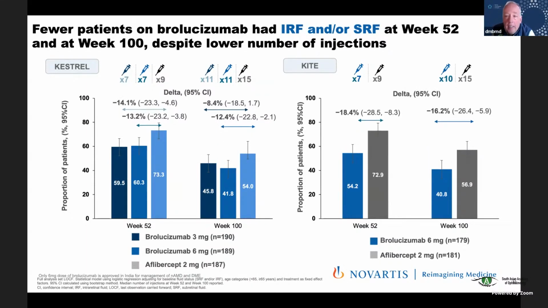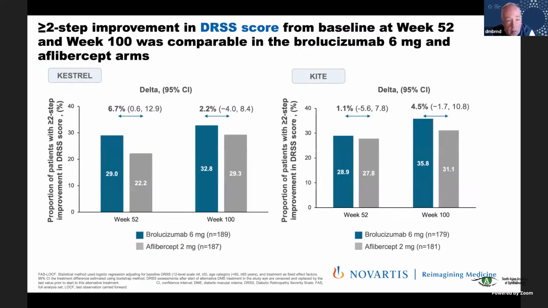Fewer patients had intraretinal fluid or subretinal fluid, again at pre-specified week 52 and week 100. And DRSS improvements were also comparable in brolucizumab and aflibercept. No statistical difference, although a trend was certainly there that brolucizumab was stronger.